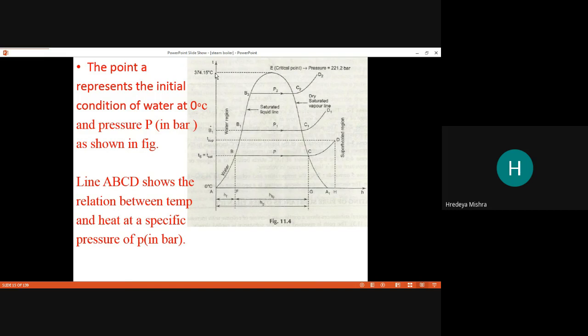Whatever the case, we can change the pressure and increase the heat, but the maximum temperature of a steam is not more than 374.15 degree temperature.